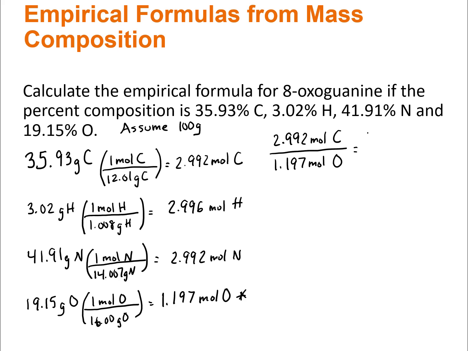When you do that division, you get 2.5. Your calculator is going to tell you 2.5. But you have to remember that that means 2.5 moles of carbon and 1 mole of oxygen. We can't do anything with that yet because it's not a whole number. But if you multiply by 2, then you get 5 to 1.